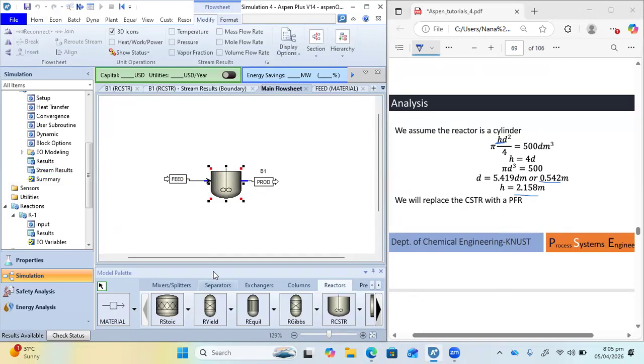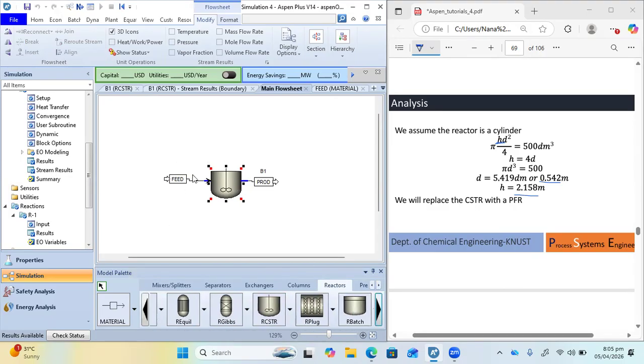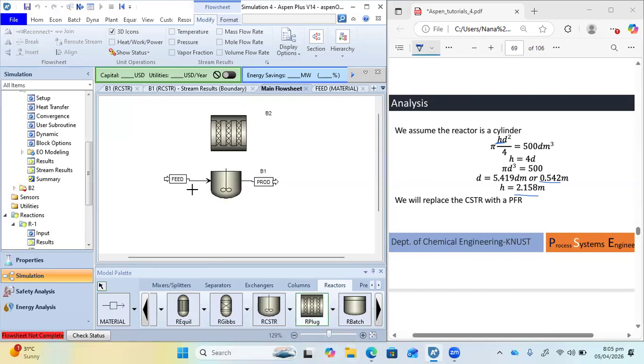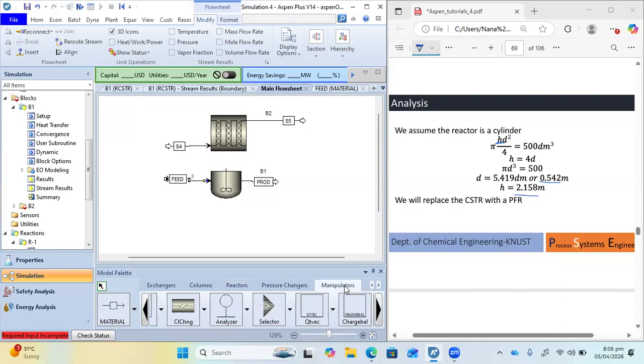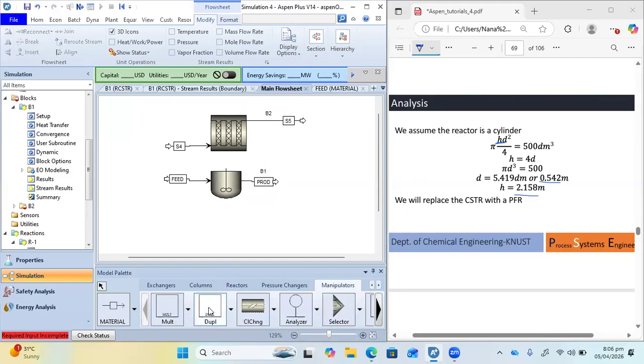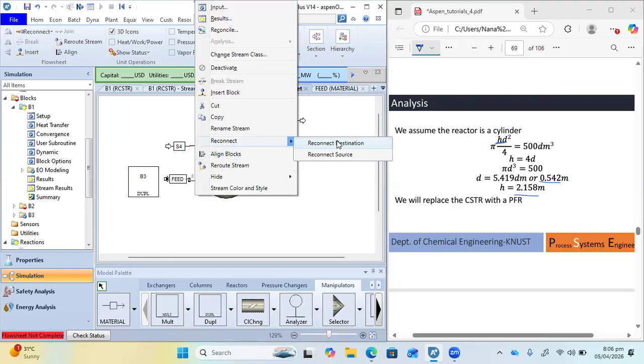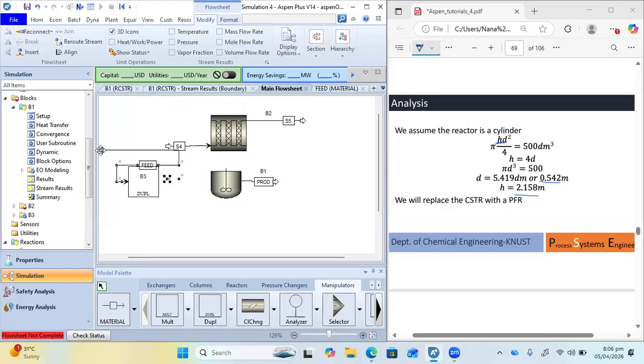So what we'll do is that because we don't want to get rid of the CSTR, just like I showed you last time, we'll duplicate the inlet so that we can just attach it to the PFR. So for the PFR, we'll choose our plug and then we'll place it down. Then we can connect our inlet and our outlet streams. Now, we'll duplicate this one over here. So let's come down to the model palette, go to manipulators, and we'll look for DUPL, the duplicate block. Then we can reconnect this to it so that it will duplicate the feed stream.